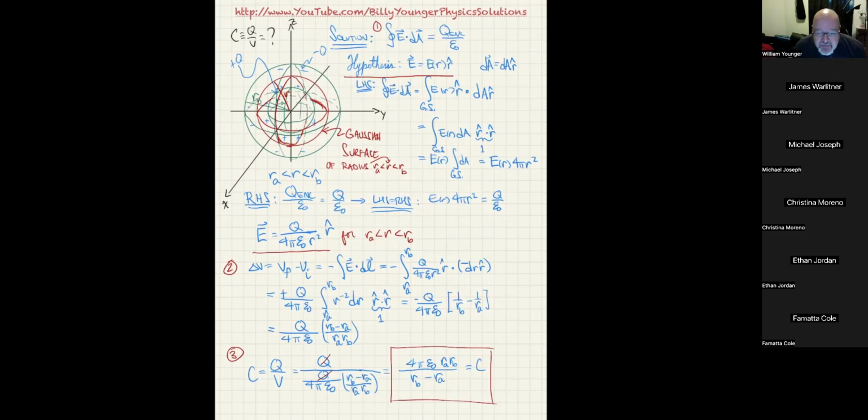Now that we've got the concentric spheres capacitor solved, I'm going to do the neat little old-timey antenna wire as yet another example. So let's flip the page. And what we're going to do is, first off, I'll go ahead and draw the situation.